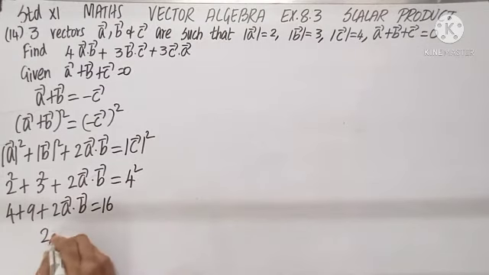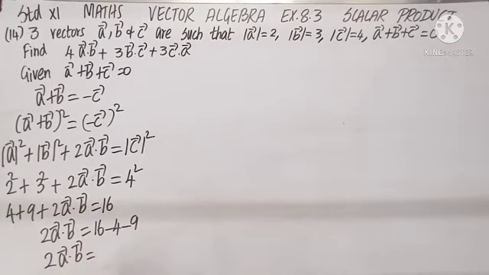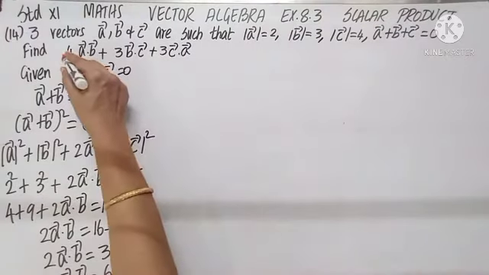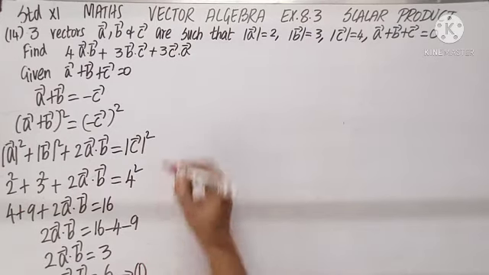So what is 2A dot B? Bringing the numbers to the other side, 16 minus 4 minus 9. 2A dot B equals 3. Therefore, 4A dot B will be 6, as I need 4 times A dot B. So 4 times A dot B is 6, call it as number 1.